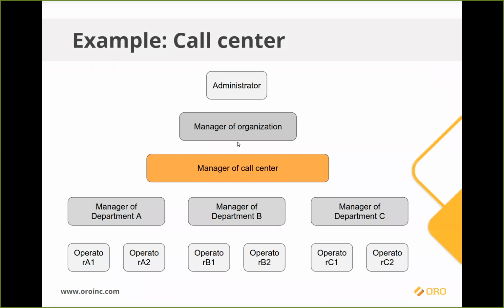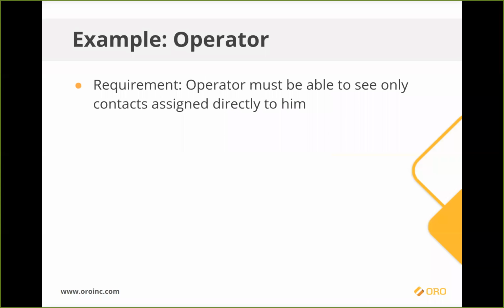So now we're going to talk about an example. For example, we talk about some call center. We have the administrator, manager of organization, then we have manager of call center. We have 3 different departments which have a manager and 2 operators each. Okay, so this is our organization and this is how we structure the business units and the organization, so logical division. And the example would be operator.